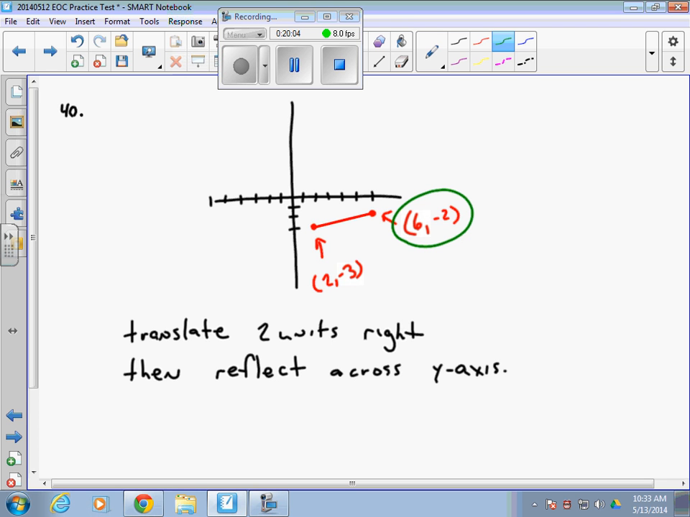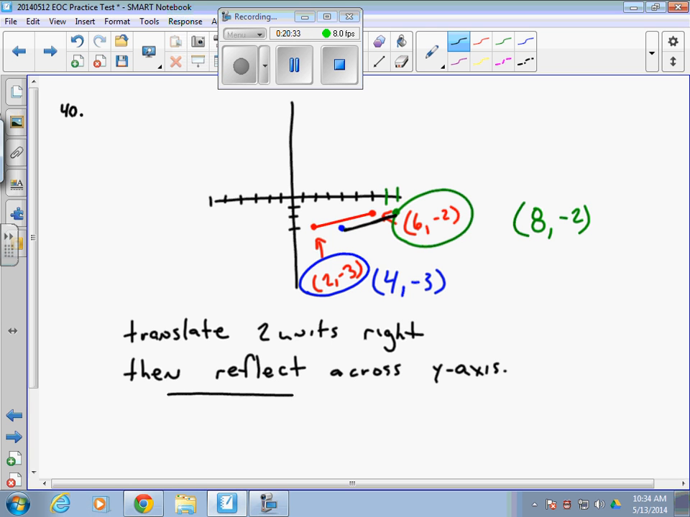6 is going to become 8, and it's still going to be at -2. It doesn't say go up or down at all. If you move this one 2 units to the right, 2 is going to become 4, and it's going to stay -3. Don't move it up or down at all. So when it's translated 2 units to the right, it'll be at 4, -3, and at 8, which we don't have shown, -2. So it'll look like that.